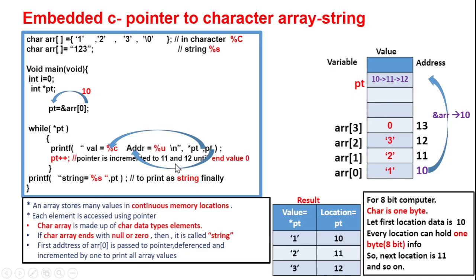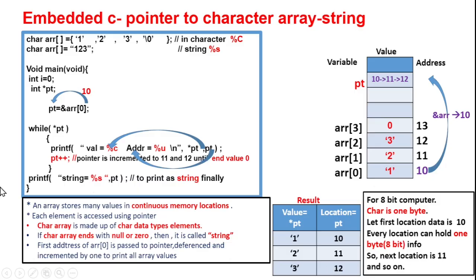pt plus plus, since it's there, it will be incremented by 1, it will become 11. What is in 11? 2. Again, 11 star is nothing but 2. Again this will work, so the address of 2 is 11. Again we are incrementing, so it will become 12. 12 got 3, so this will work, and it will print 3, address is 12, like that it will be printing.